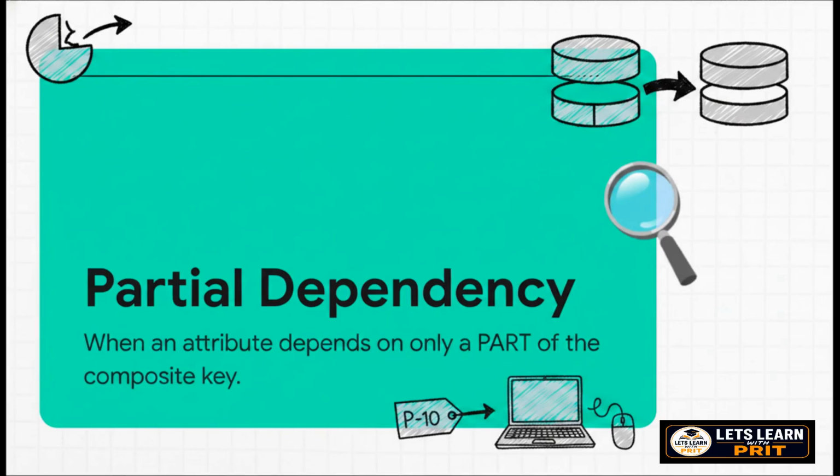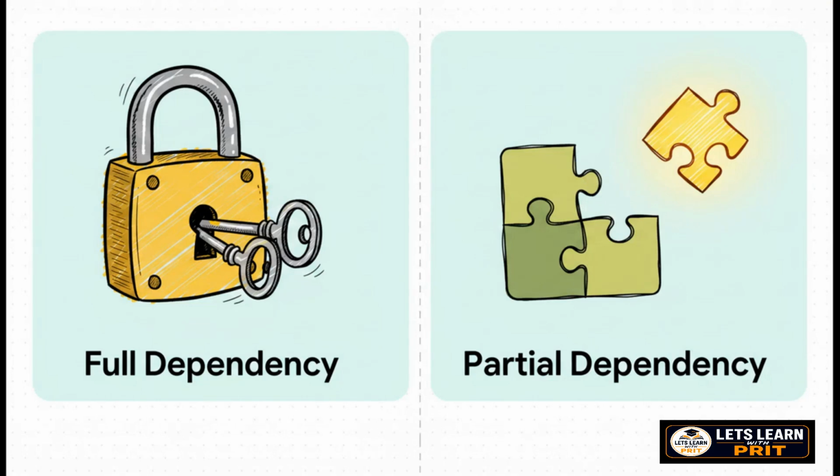Contrast that with partial dependency. This is when an attribute depends on only a part of the composite key. Think about the product name. The name of the product, whether it's a laptop or a mouse, depends only on the product ID. It has nothing to do with the order ID. P10 is always going to be a laptop. So the product name is relying on just one half of our composite key. It breaks the rule of needing the whole key. And this is what we call partial dependency.